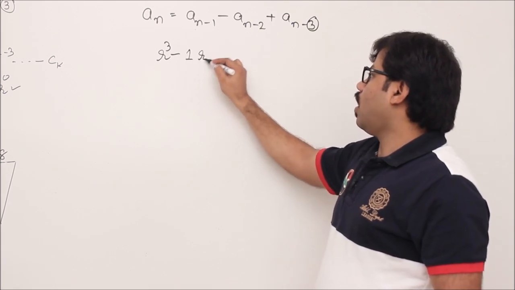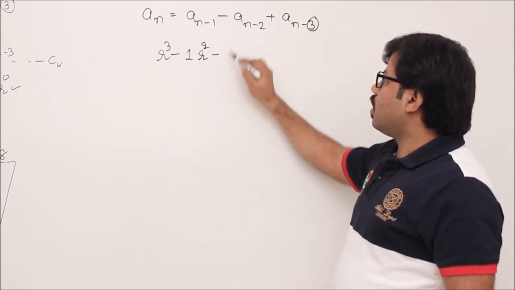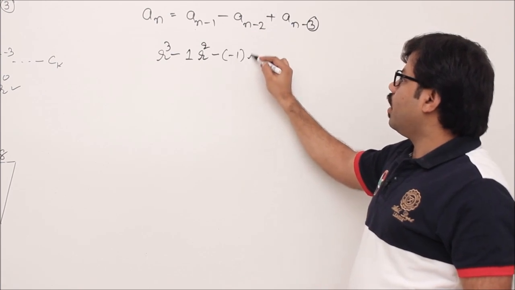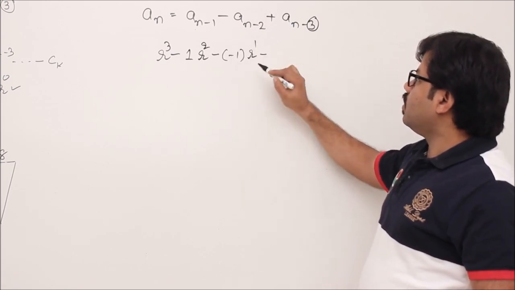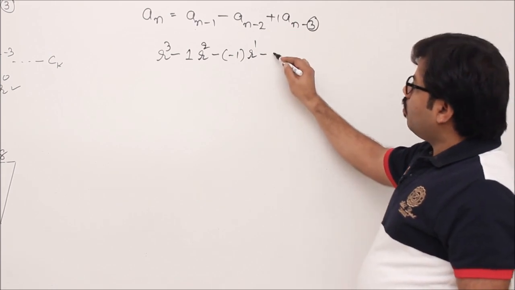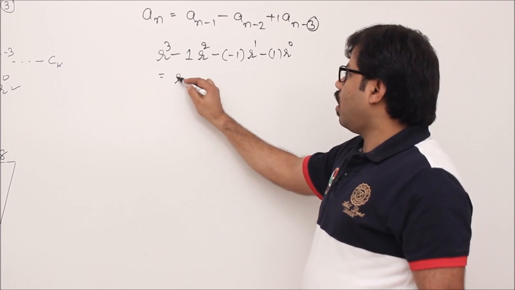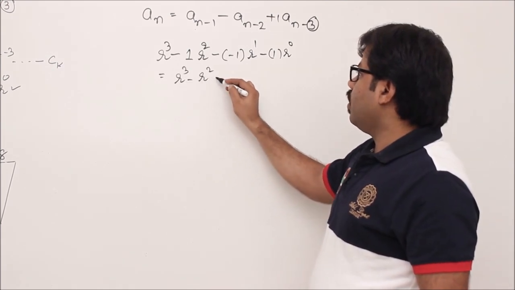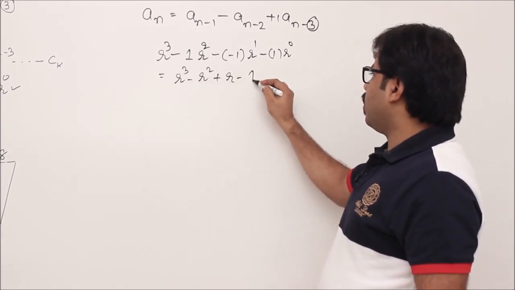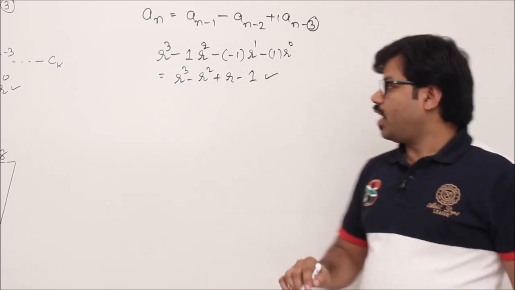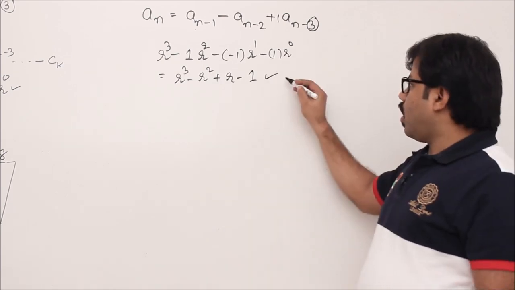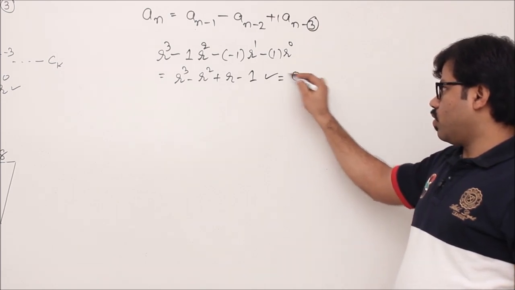1 into r power 2 minus constant 2, which is minus 1 into r power 1 minus constant here 1 minus 1 into r power 0, correct? So it will become r cube minus r square plus r minus 1, right? This is the equation. So we have to find out the roots for it. So r cube minus r square plus r minus 1 equal to 0.